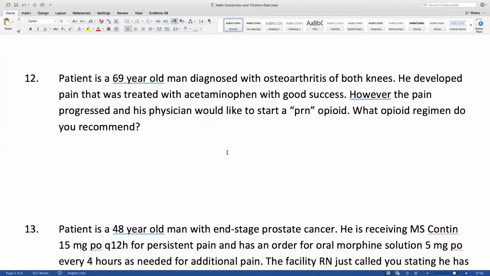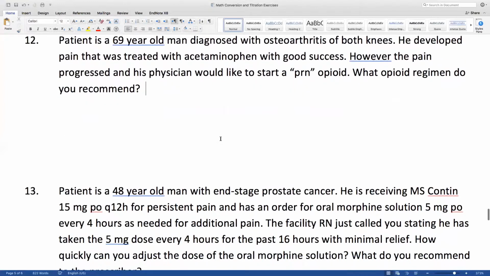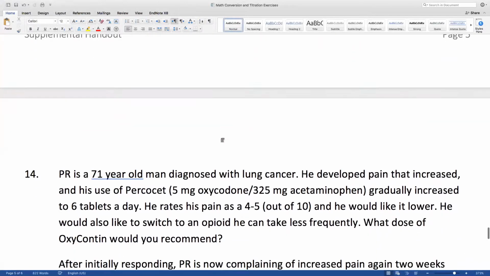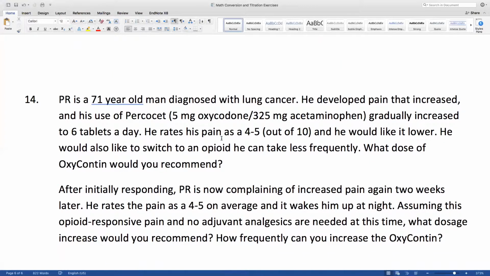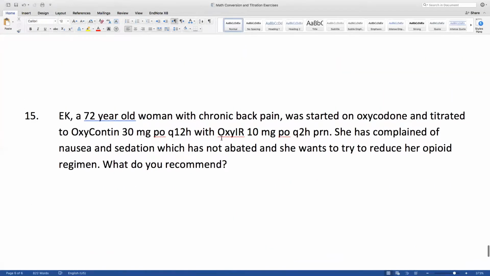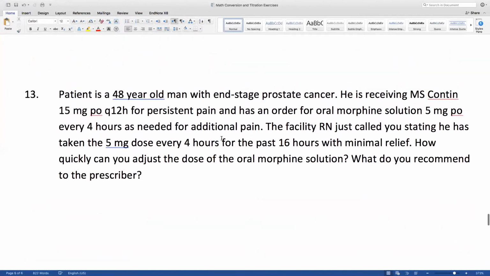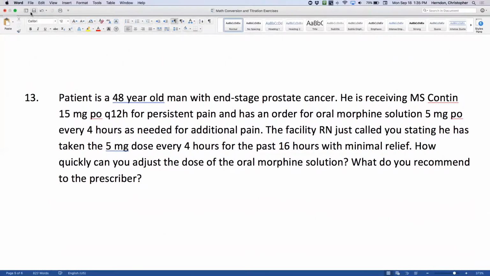Okay, how frequently would you dose it? Every 2 hours? Every 4 hours? I don't know. I might go with every 6 hours as needed, but it depends how disabled the guy was. All right. I'm not going to give you guys anything as complicated as these towards the end. I just want you guys to have a feel of how this goes.